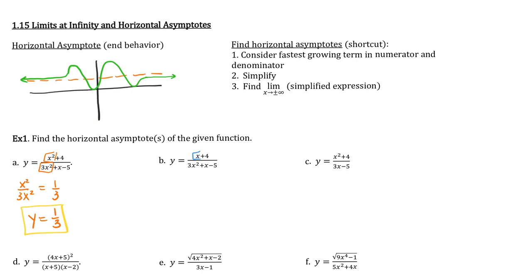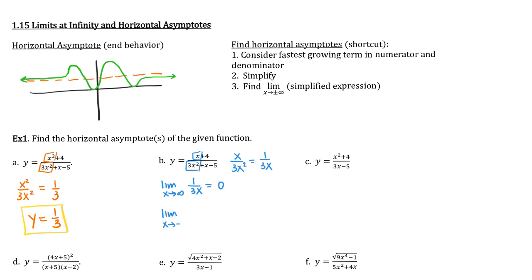So I'm going to try to use the shortcut. I'm going to look at the highest degree on the top and bottom, and then I'm going to simplify it. So x over 3x squared. If I simplify that, I get 1 over 3x. Now let me consider this as x approaches infinity and negative infinity, because I'm not sure how the positive or negative affects it. Now if I do 1 divided by infinity, what do I get? I get 0.